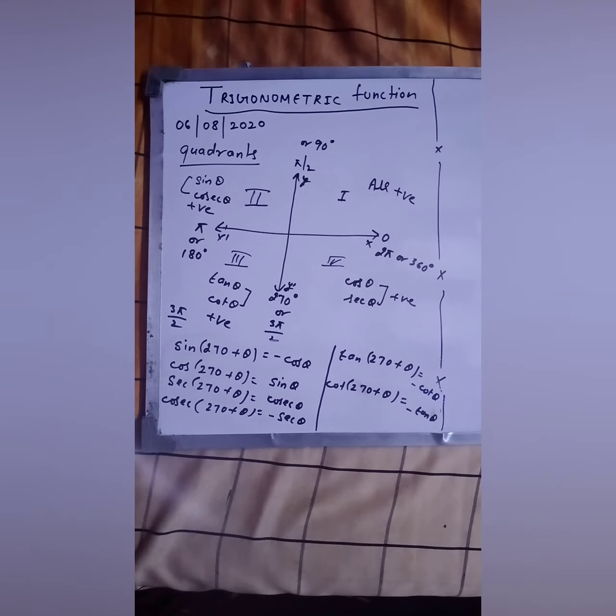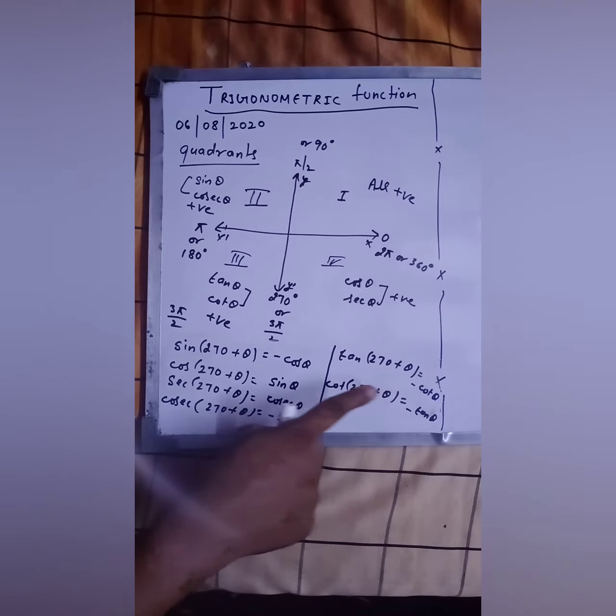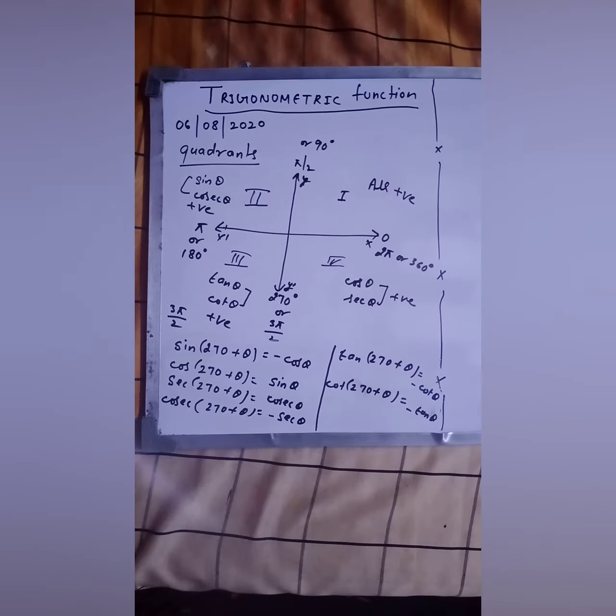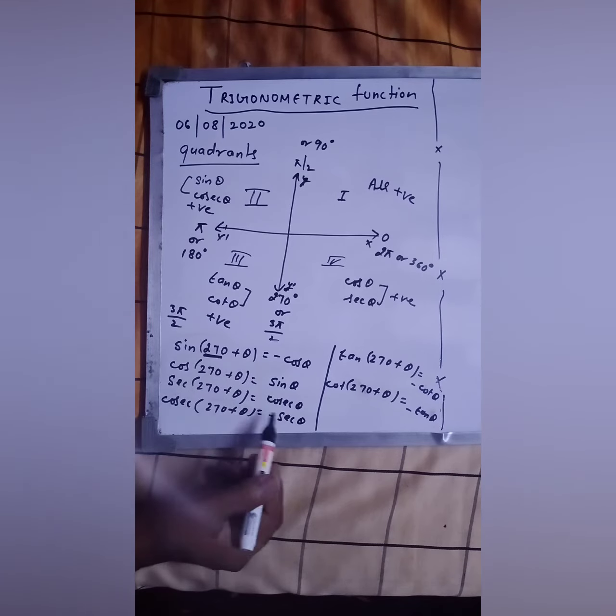Okay, so just remember that the values will change. Sine into cos, cos into sine, sec into cosec, cosec into sec, tan into cot, and cot into tan, only when the angle here is pi by 2, 90 degrees, or 270. Then you have to change like this.